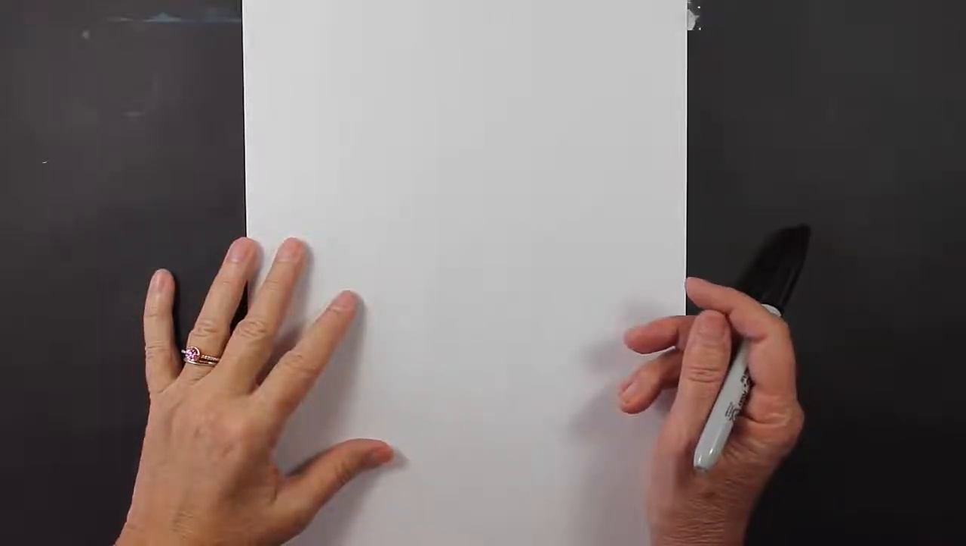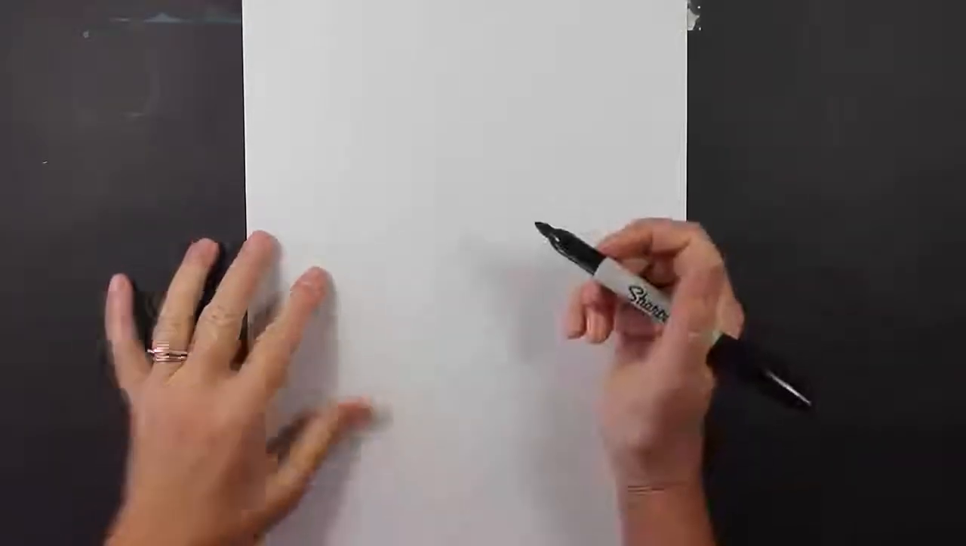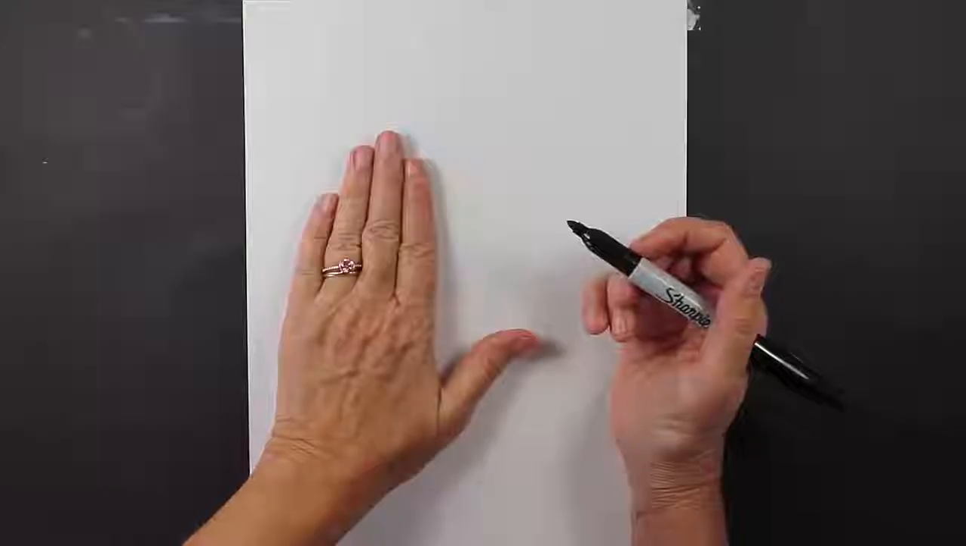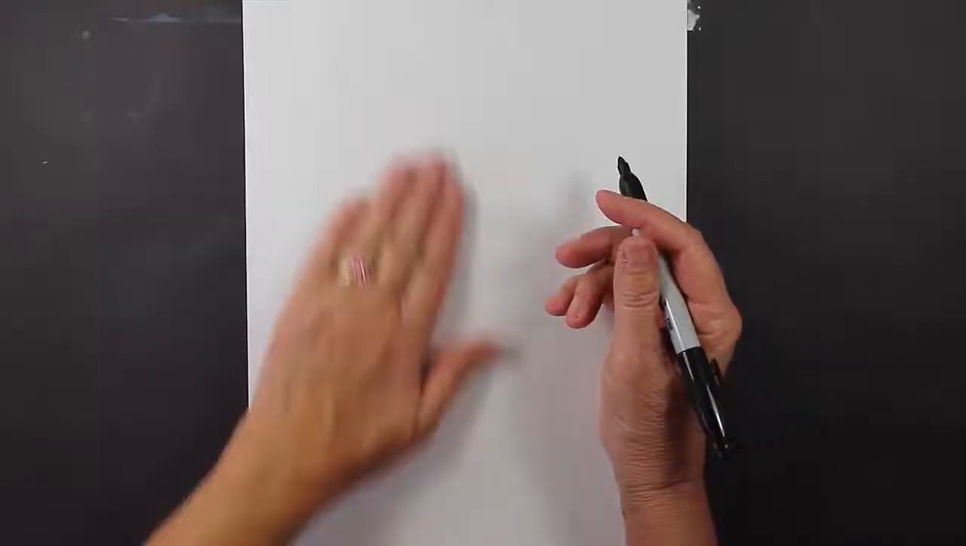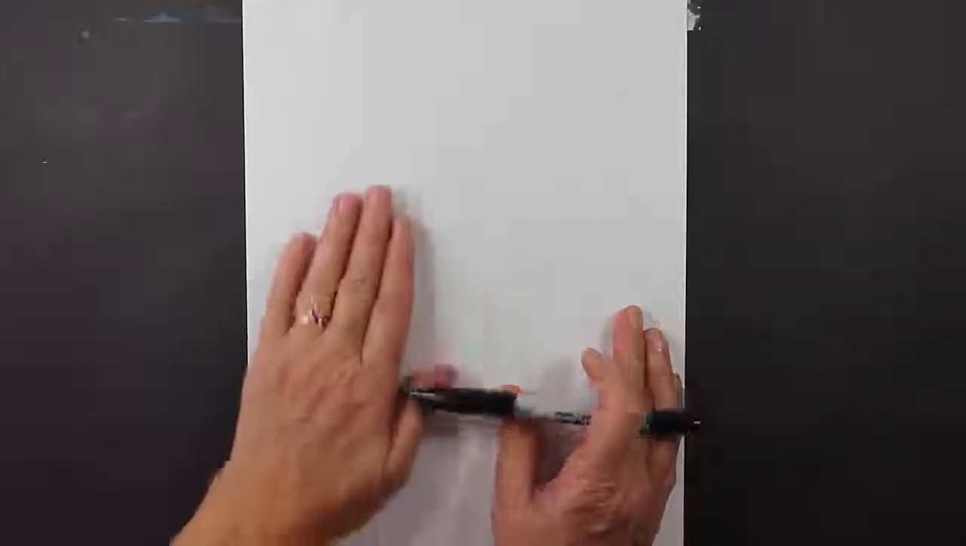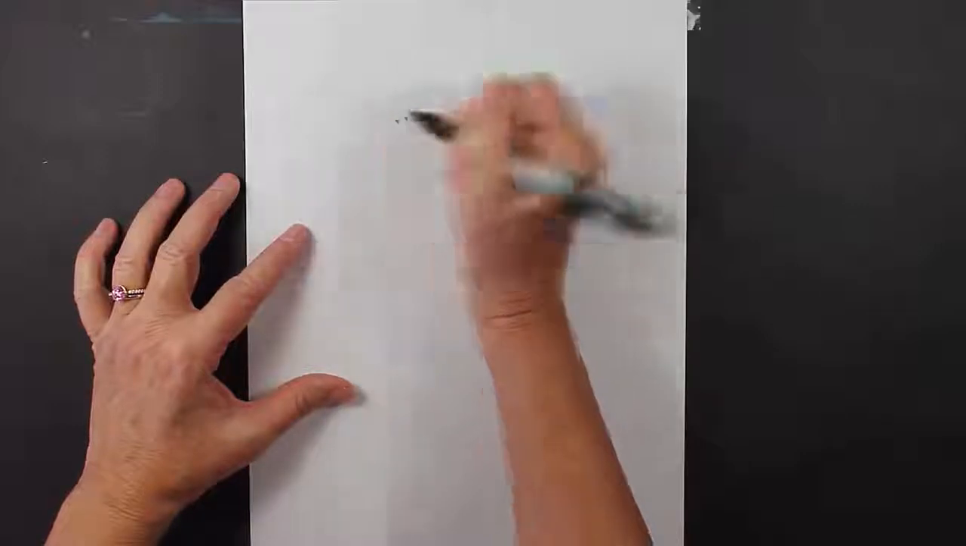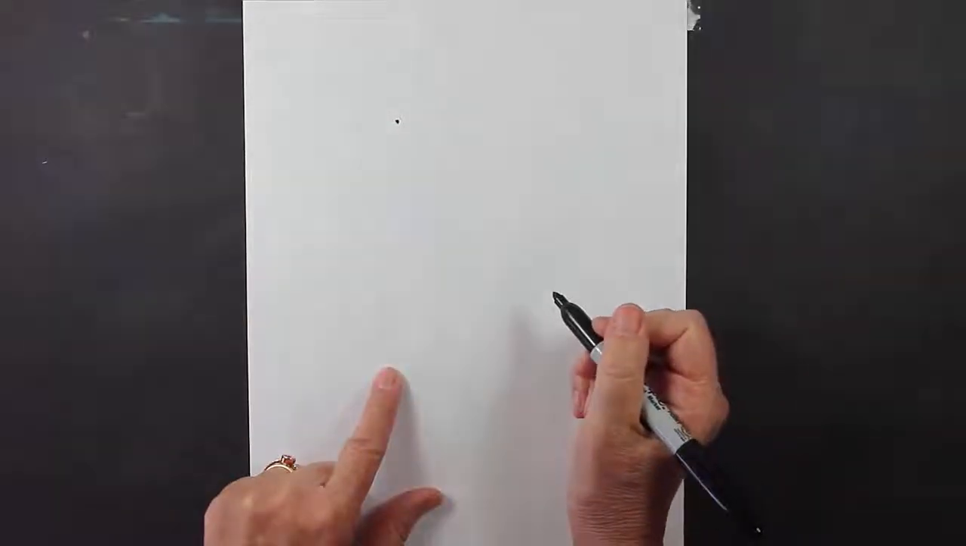Today we will be creating a barn, so let's get started. The first thing that we're going to want to do is go slightly off to the left-hand side of our piece of paper, because our barn is going to be on this side and our silo that is going to be attached to the barn is going to be over here on the right side. So we're going to start with a dot towards the left side of your piece of paper.